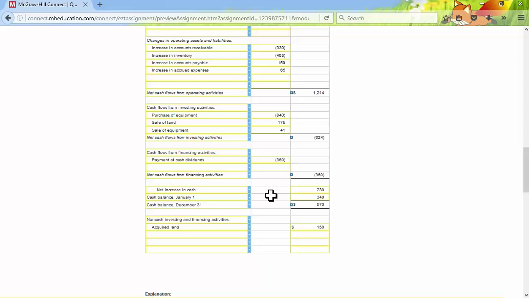And that is our reconciliation of the beginning cash balance January 1st and the cash balance of December 31st, and we find that we have now reconciled and have our statement of cash flows finished.